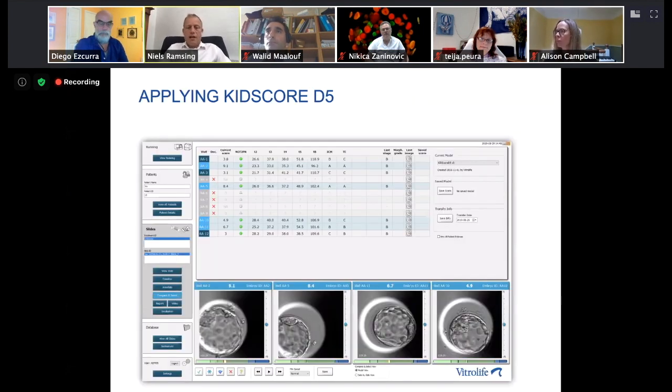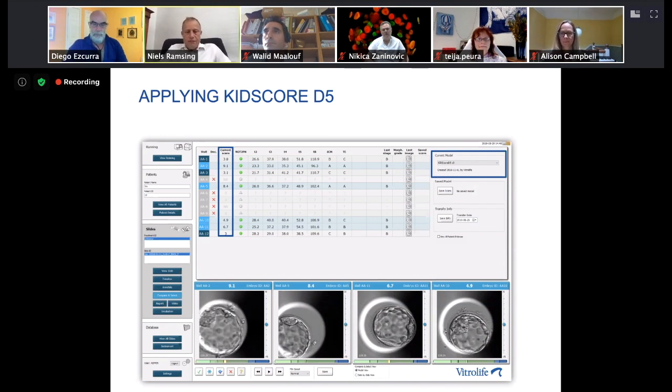Now, these models are simply based on your selected parameters. This is a viewer picture, where you can choose what type of model to use. And in this case, the model of KIT score day 5 has been used. And this then assigns a score to each of the embryos. In this case, there are 12 embryos.